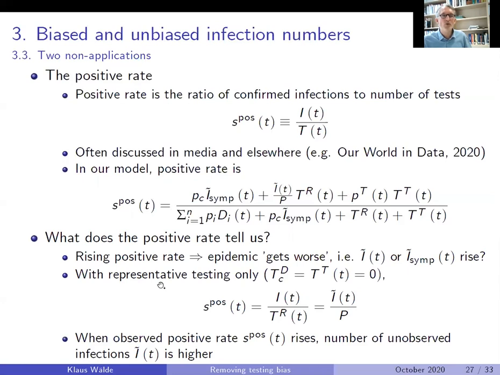When we undertake only representative testing, and this is why it's so useful in this presentation to have representative testing, because it allows us to understand when things work, and when you understand when things work, you also understand when things don't work. With representative testing, we know the positive rate is given by the number of infected individuals in society divided by population size P. So with representative testing only, we have a perfect estimator for our true infection dynamics. So when the observed positive rate rises, then we know that the number of infections is higher. So this is what we would want.